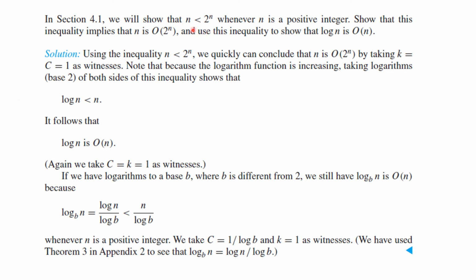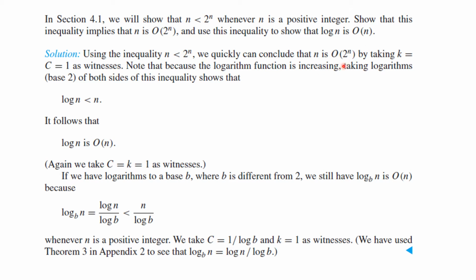Now, you can show by induction, and I think we actually did show this by induction, that n is less than 2 to the n whenever n is a positive integer. This inequality is going to imply that n is big O of 2 to the n, and we're going to use this inequality to show that the natural logarithm of n is also big O of n. So let's begin. This is the inequality that we know is true from induction.